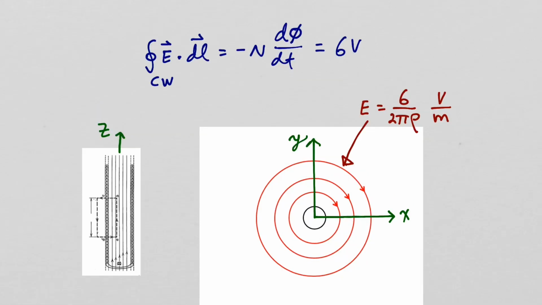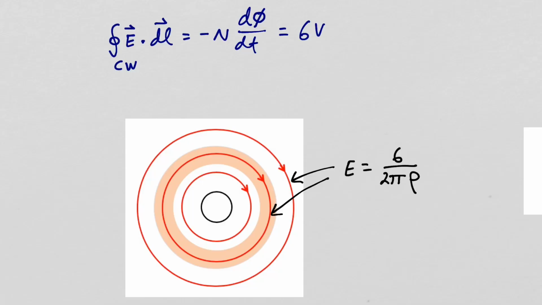Let's put a ring of material around the solenoid. The properties of this ring of material are such that if you placed a cut through here and measured the resistance from one end to the other, you would get a resistance of 6 ohms.